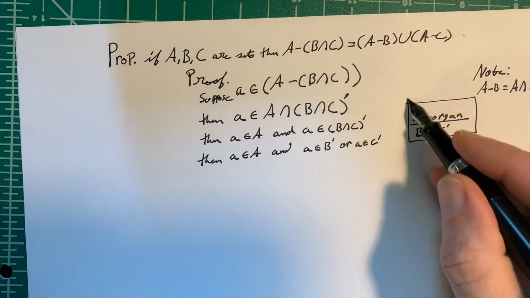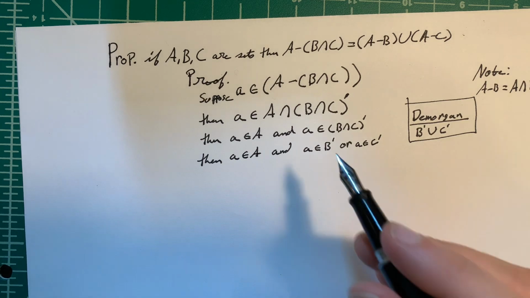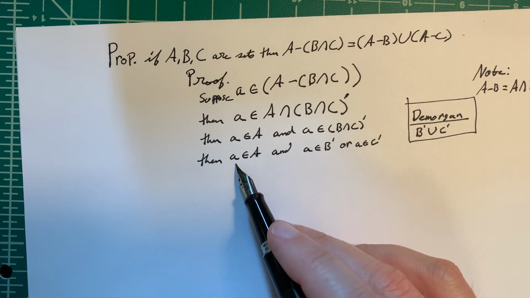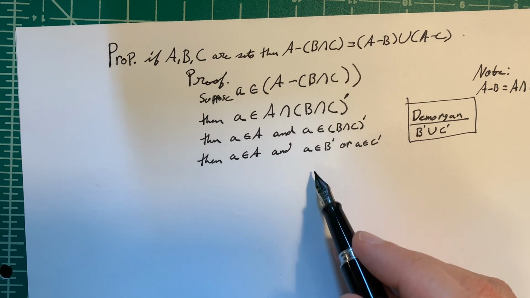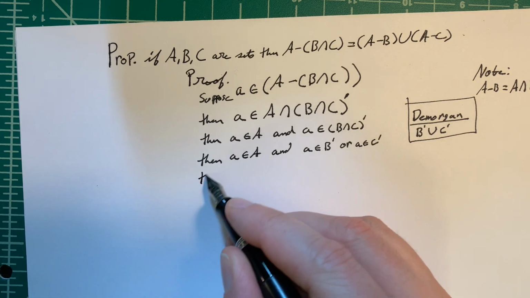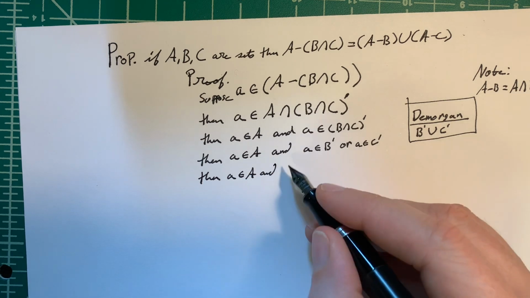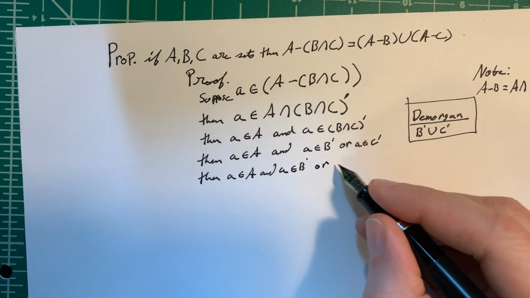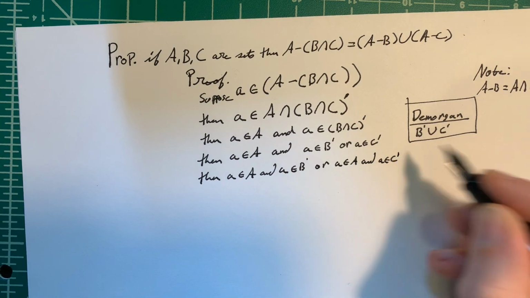Okay, use my friend De Morgan to help me with that. All right, so now what can I say? Well, I could say that A, as in the element, is in A and A is in B complement, or it's in this and this. So I'm going to do that. Then A is in A and A is in B complement, or A is in A and A is in C complement.